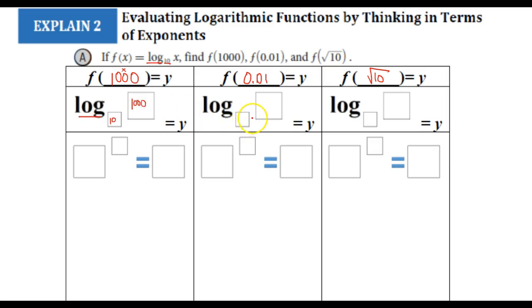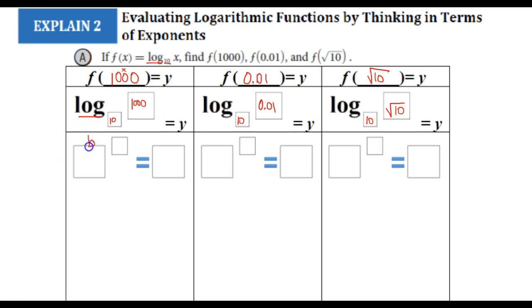Okay, again, log base 10, and our x value, which is 0.01. And last but not least, we're going to write down log base 10, and our x value, which in this case is the square root of 10. Cool. All right. So now that we have this, we can actually write in exponential form.